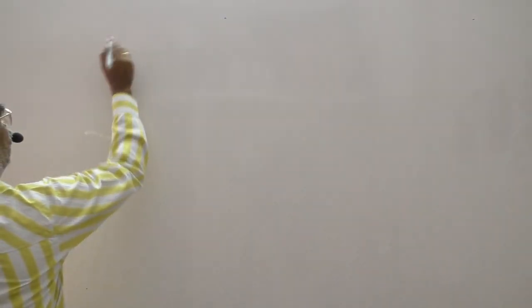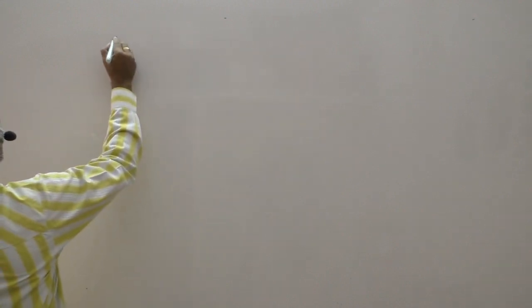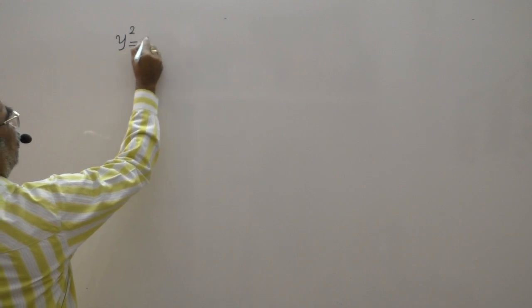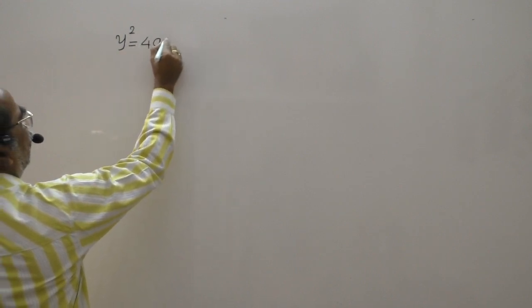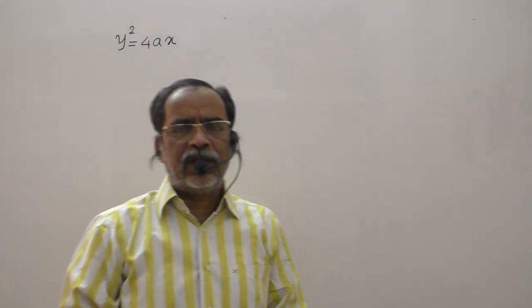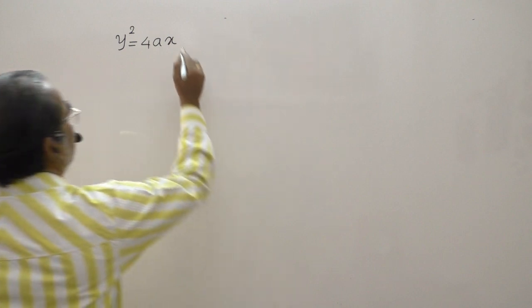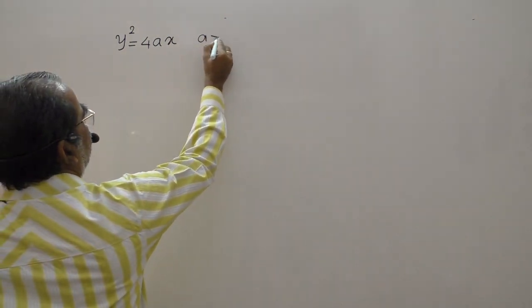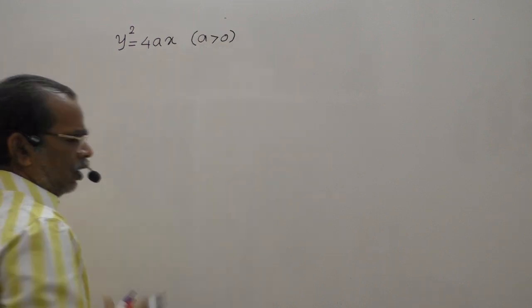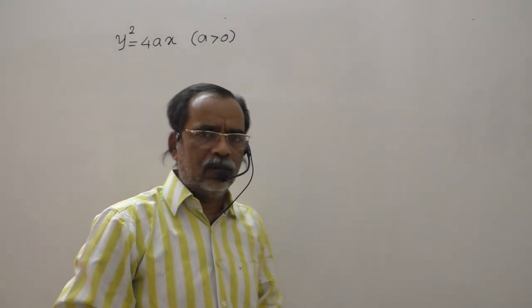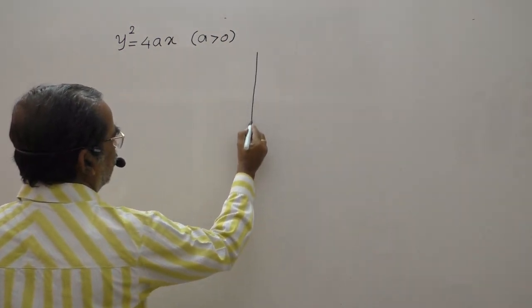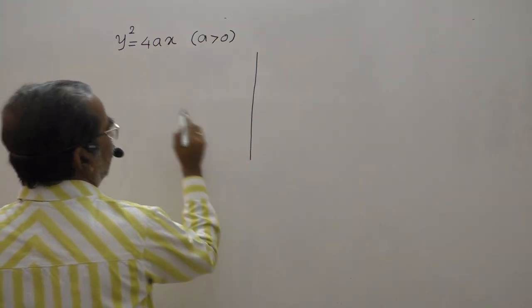In the standard form, the equation of a parabola is y square is equal to 4ax. We have seen the derivation and the nature of the curve. Here y square equal to 4ax is known as the standard form of a parabola, where a is greater than 0. We have also seen the nature of this curve. Which curve? Y square equal to 4ax.